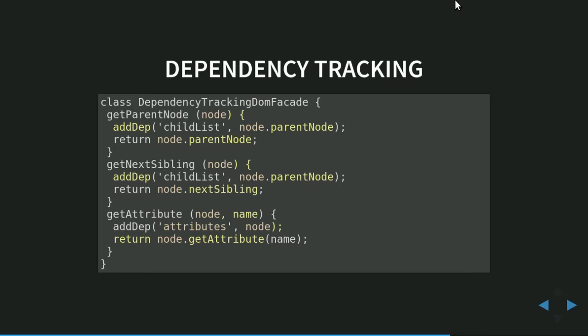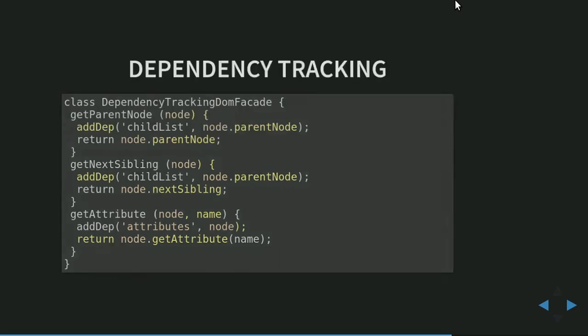So, for instance, if we look at a node's parent node, if the child list of the parent node changes, that relation could have changed. For siblings, the sibling relation could be changed if the child list of the parent changed. For character data, the observed character data changed if the character data of the node changed, etc., etc. Same for attributes, same for all.